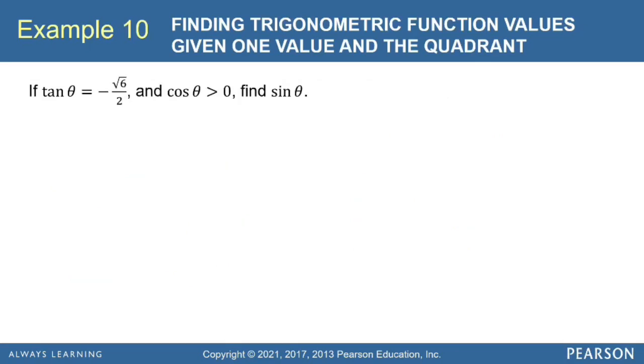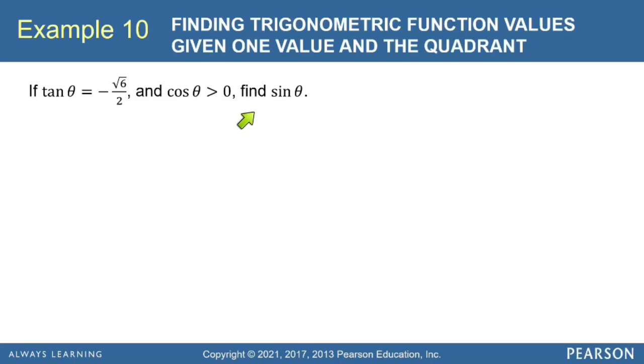Now let's look at example 10 together, and this is our last one, and it's very similar to example 9. It says if tangent of theta equals negative square root of 6/2 and the cosine of theta is greater than 0, find the sine of theta.